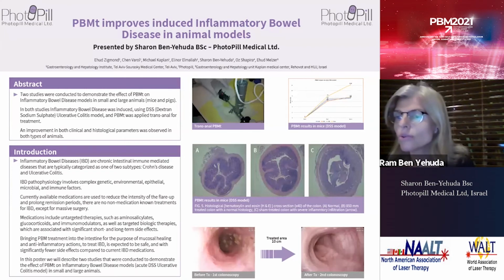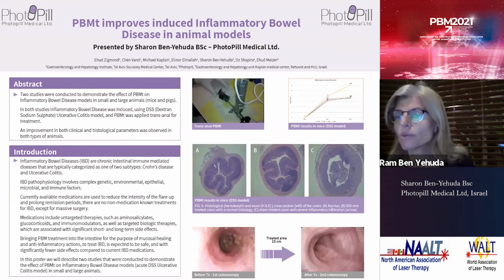Medications usually include anti-inflammatory drugs, steroids, immunomodulators, and biologic therapies, and all of those are associated with significant short and long-term side effects. Therefore, bringing PBM treatment into the intestine for the purpose of mucosal healing and anti-inflammatory actions to treat IBD is expected to be a much safer option, with significantly fewer side effects compared to current IBD medications.